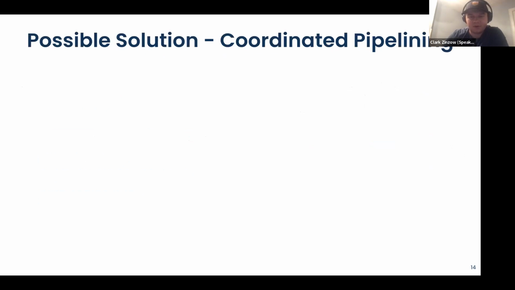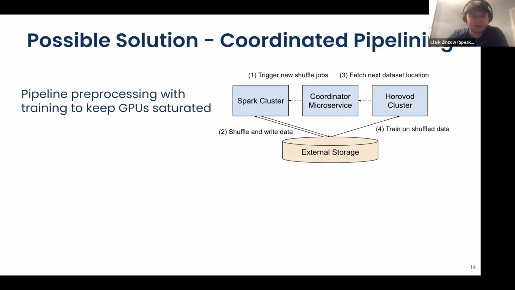I'll go into one possible solution using these systems, and this is coordinated pipelining. This is where you would have a separate coordinator microservice that orchestrates your pre-processing and training such that you are able to pipeline the data pre-processing for the next epoch with training on the current epoch. This allows you to keep your GPU saturated because you're able to hide some of that pre-processing latency.